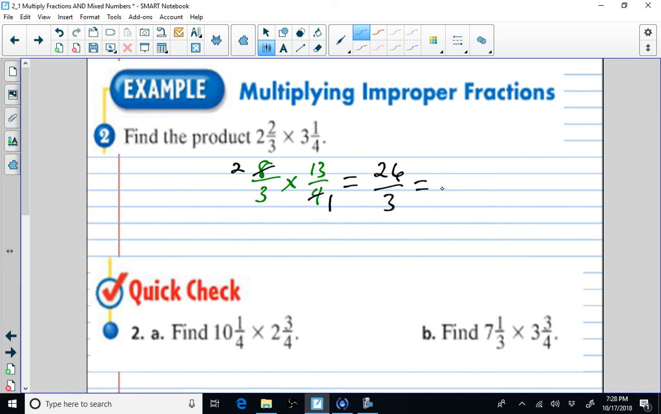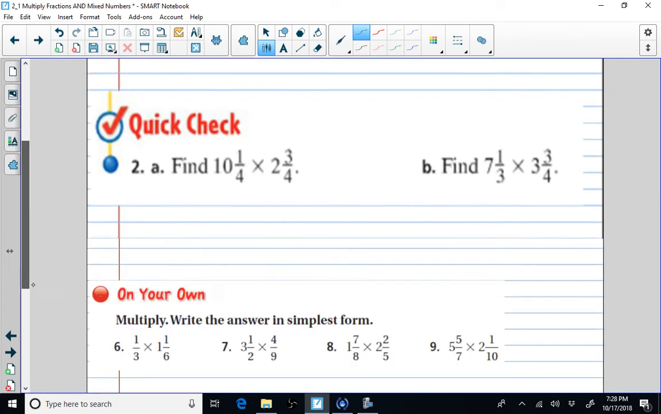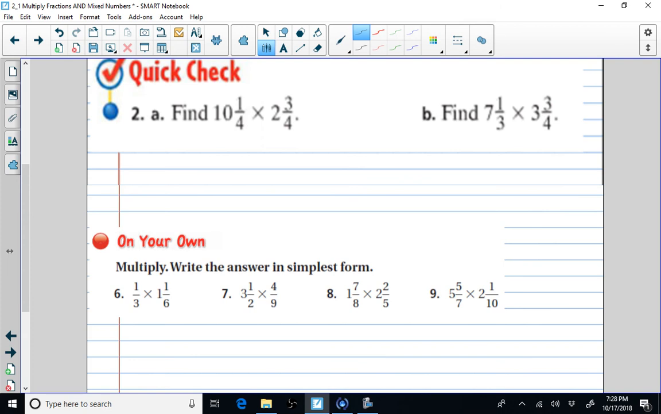I rewrite the improper fraction as a mixed number. 3 goes into 26 8 times with 2 left over, and I write that with my denominator of 3. So 8 2/3 is the product of 2 2/3 times 3 1/4. Okay? Try a couple more here.